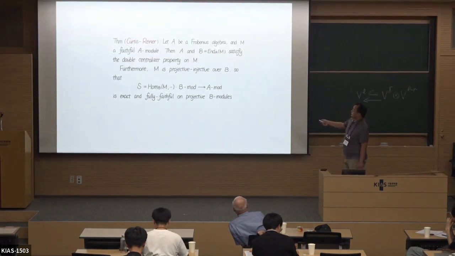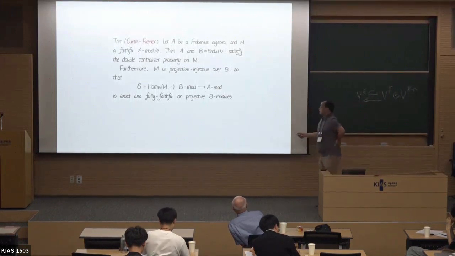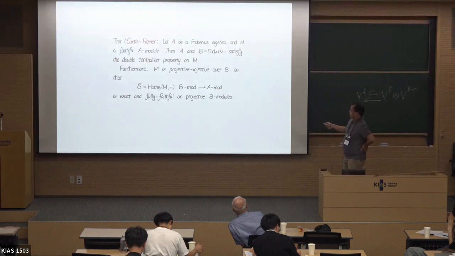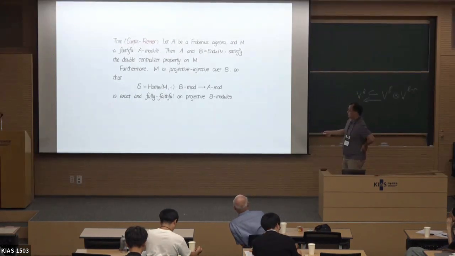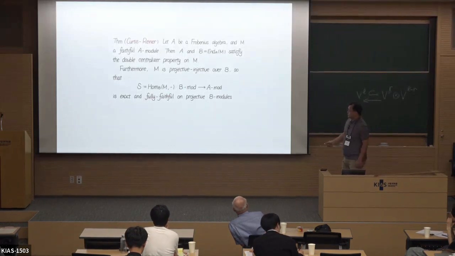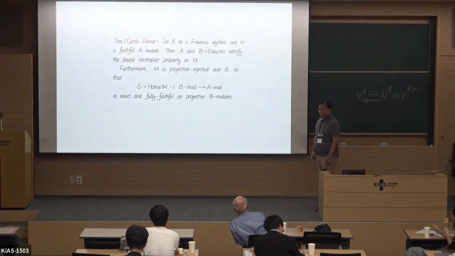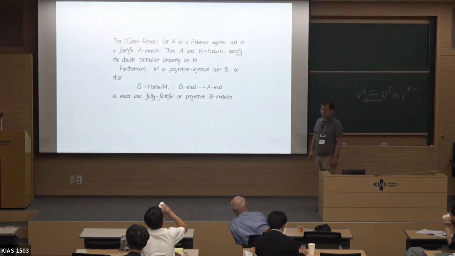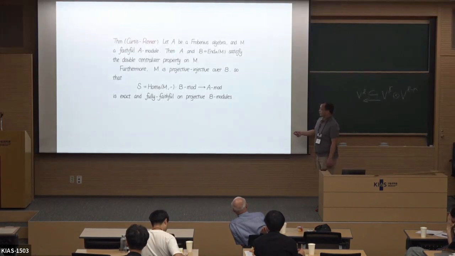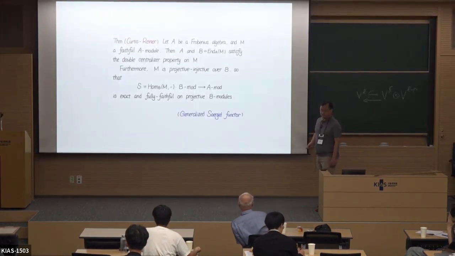For instance, the usual Morita equivalence is a special case of this when M is just a direct sum of some free modules, a projective generator of A modules. Then this includes the classical Morita equivalence context as a special case. Furthermore, this M is a projective injective module over B, so that this functor Hom of B out of M, from the B side to the A side, is exact, and it's actually fully faithful on projective B modules. This entire context is very reminiscent of what we have seen if you have studied regular category O of classical Lie algebras. This is what the Soergel functor does. That's why we call this the generalized Soergel functor in this context.